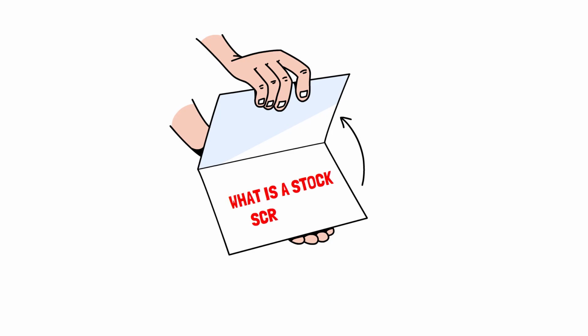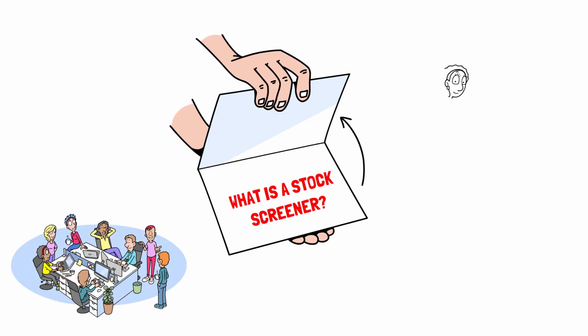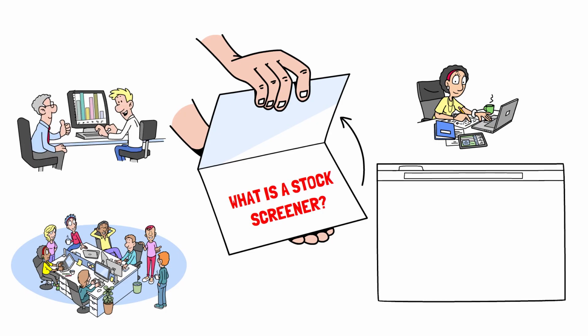What is a stock screener? A stock screener is a tool, usually found online or built into an investing platform, that helps you filter and search through thousands of shares using specific criteria. Instead of looking at every company one by one, you set the rules you care about, and the screener shows you only the shares that match.